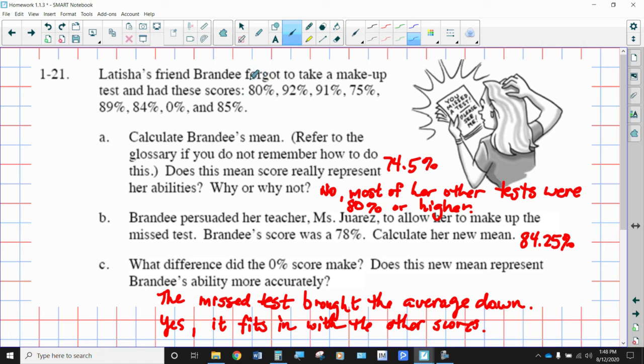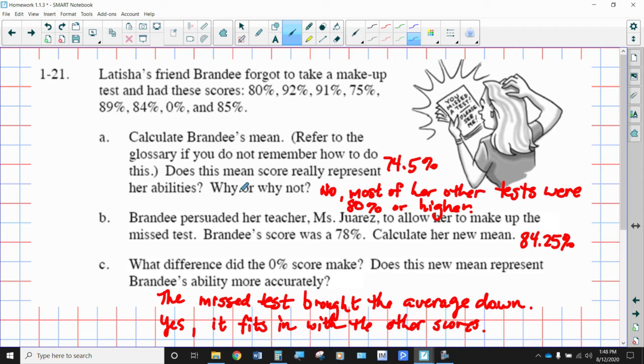Well, how do you find the mean? You add up all the numbers, and then you divide by the number of numbers. So 1, 2, 3, 4, 5, 6, 7, 8. There are 8 scores here. Even though one of them is a 0, that's going into her overall average. So her overall average is 74.5, by the time you take the sum of all those numbers and divide by 8.